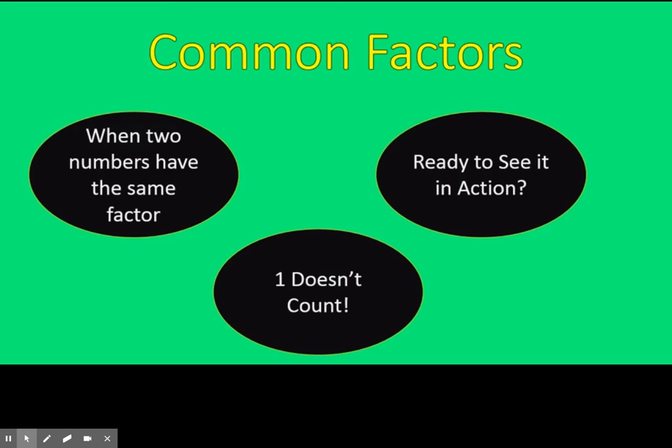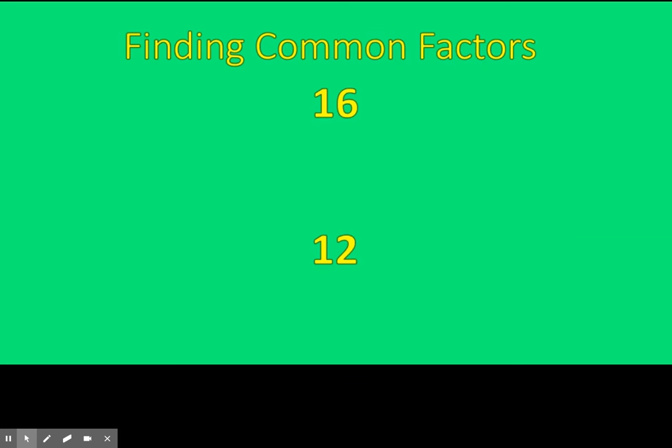So it would be a common factor of every single number. So we're going to discount 1 and move on from there. So other than 1, common factors are pretty much when two numbers have a common factor, or a factor that is the same between the two. Let me show you an example.